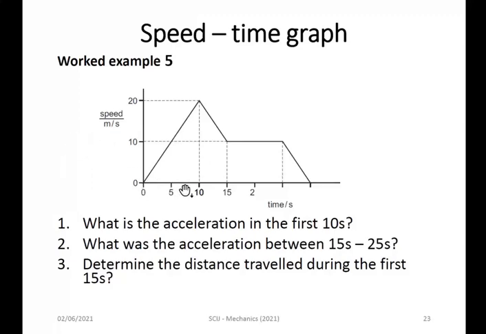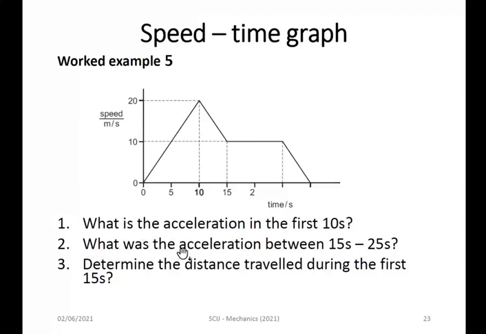And the denominator will be the horizontal change between the 2 points. So it will be the final time minus the initial time. That's 10 minus 0, so the denominator will be 10. So 20 divided by 10 gives us 2 meters per second squared. The gradient of a speed time graph gives us the acceleration. So 2 meters per second squared will be the acceleration for the first 10 seconds.